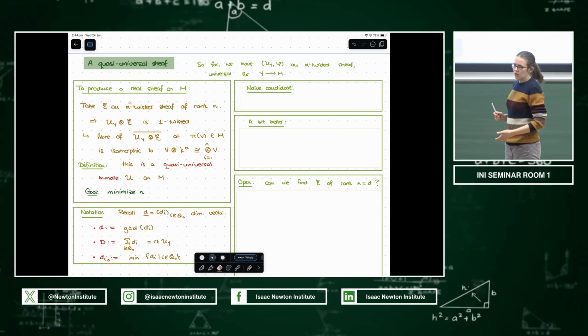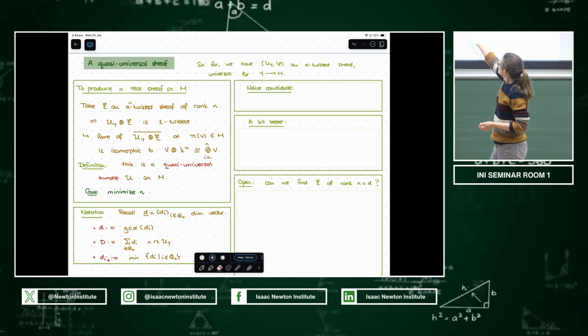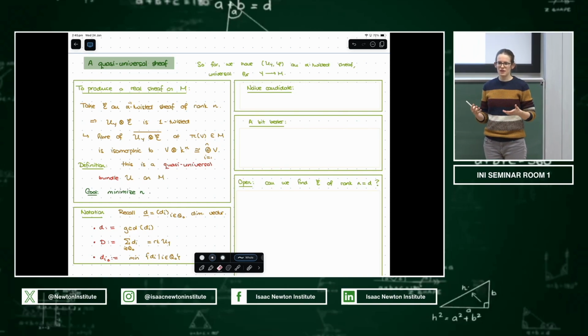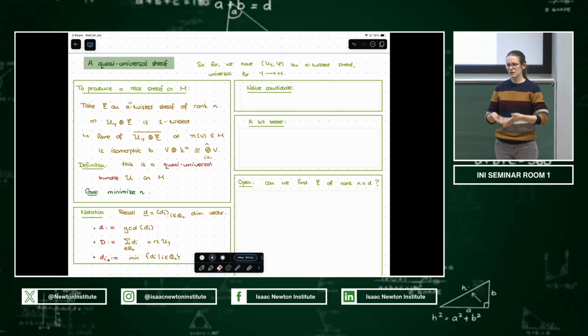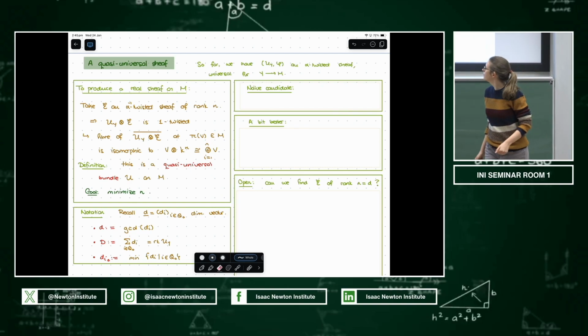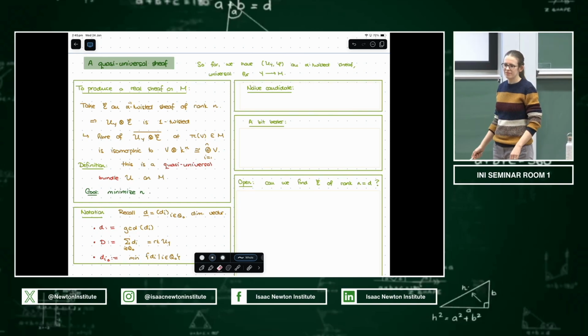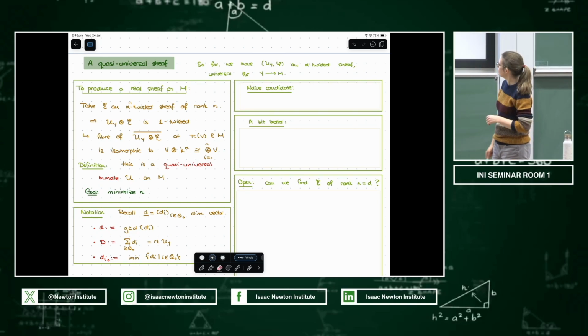But it won't be universal anymore because I've tensored with some vector bundle. So if, say, E was rank n, now the fiber of UY tensor E is isomorphic to V tensor K to the n. So I'm getting n copies of what I wanted. And that's exactly the definition of a quasi-universal bundle. It's a bundle such that at each fiber, instead of getting exactly the tautological thing, you get some copies of it. Well, copies are a bit annoying, but it's not so bad if you have a way of identifying and pulling out your copy. But our goal is to minimize n. Why have all these extra copies if we don't need them?